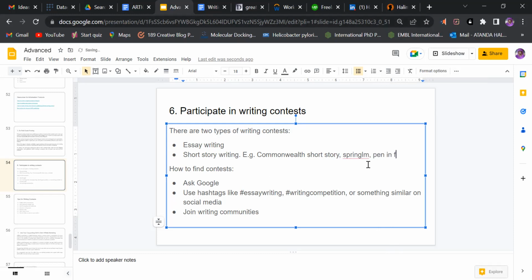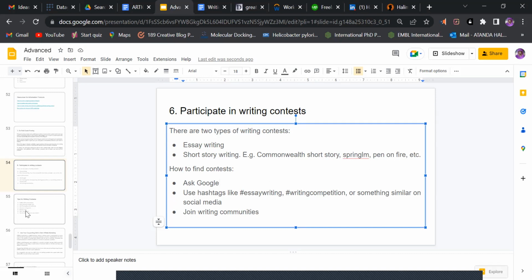Yeah, this one, you have to pay for this one anyway. Pen on Fire. You have to pay to participate in this one, and the winners usually get ₦1 million, 2 million, depending on how many people apply and how many sponsors they have. So yes, that's another example. So this is how to find writing contests, and it's another way to put yourself out there and also to make money. The only disadvantage of this one is there's no guarantee.